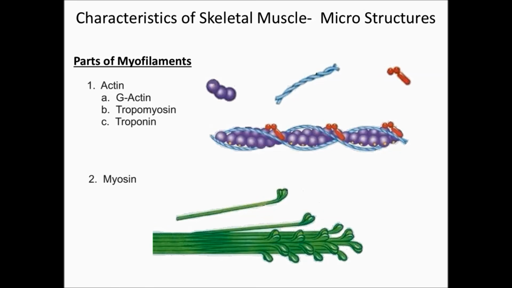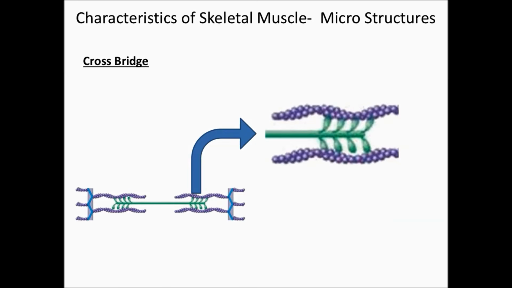The next myofilament is myosin. Myosin is made up of two parts, the head, which performs a cross bridge with the active binding site of G-actin, and the rods. Actin is known as the thin filament, and myosin is known as the thick filament. And again, it's the interaction between actin and myosin that causes a muscle contraction. And finally, the last thing that we'll talk about is the binding of the myosin head to the active binding site of G-actin, which we call a cross bridge.